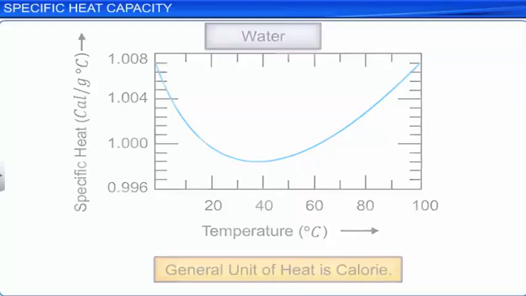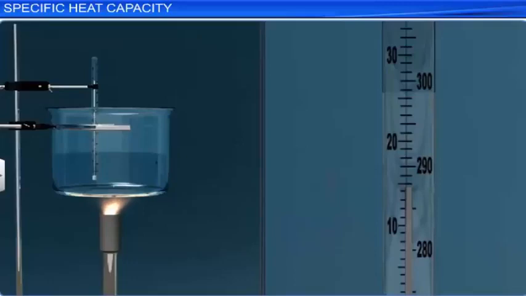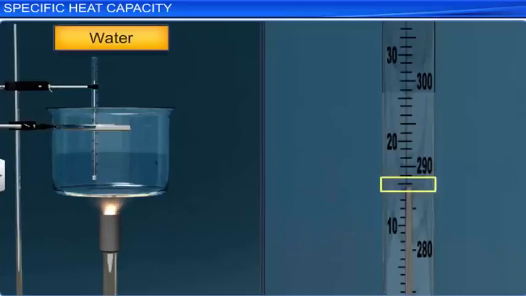A calorie is defined as the amount of heat required to raise the temperature of 1 gram of water from 14.5 degrees centigrade to 15.5 degrees centigrade.